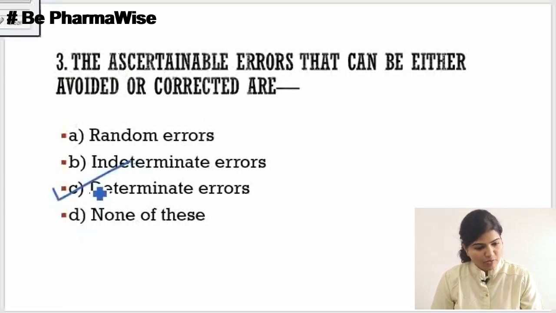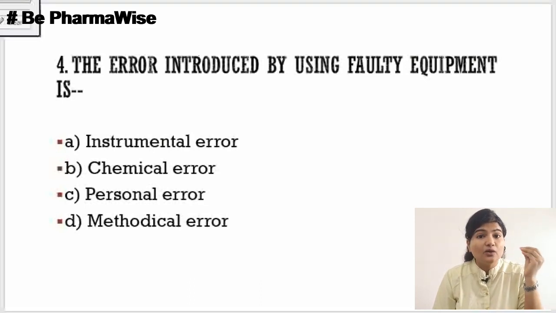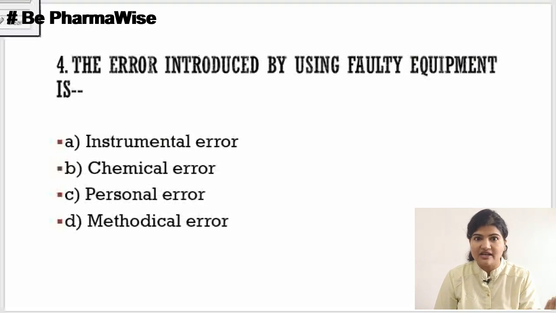Very good. Moving further, next question, fourth. The error introduced by using faulty equipment is... Now if you use faulty equipment, the error which will arise will be called instrumental error, because the instrument you are using for the analysis is faulty. Either it may not be calibrated or it may be giving some kind of error, so that error can be called instrumental error.